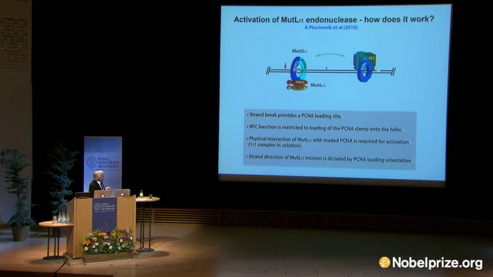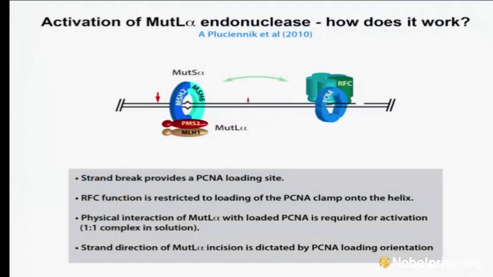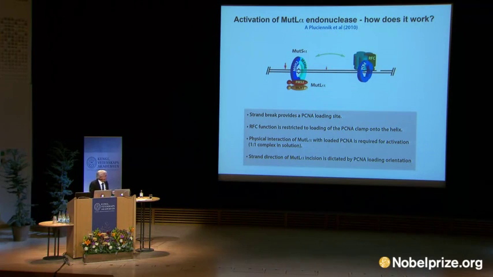So this is my last experimental slide. I want to say just a little bit about what we've learned about the mechanism of activation of MutL alpha. Anna Prushinic and Leo Dezantiev showed that the only function of the pre-existing strand break is to provide a loading site for the PCNA clamp, and that RFC involvement in this reaction is restricted to loading PCNA on the helix. So PCNA, MutS alpha, and MutL alpha are the players here.